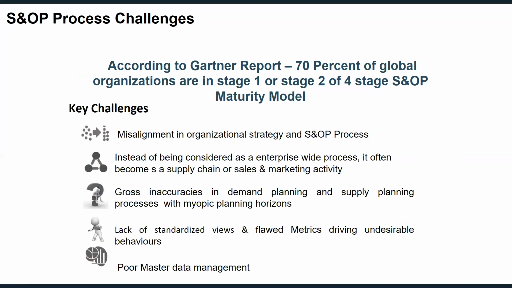According to a Gartner report, 70% of organizations are in stage 1 or 2 of their SNOP maturity model, and they have not been able to improve or move to the next level, primarily because of challenges around misalignment in their planning process, in the way they set up the 4-step process, in the way the teams have been structured, the people involvement.